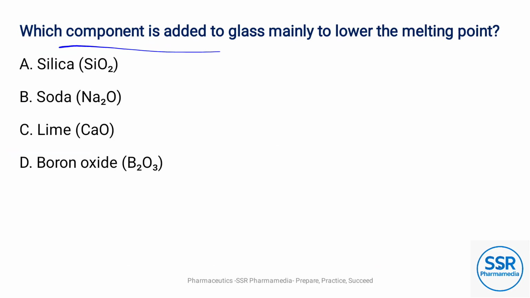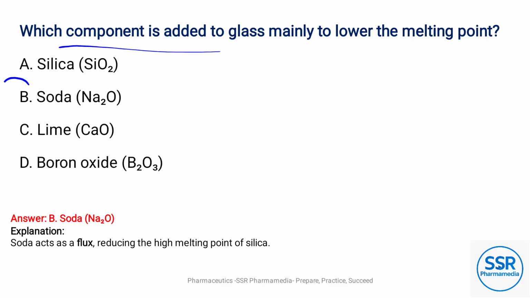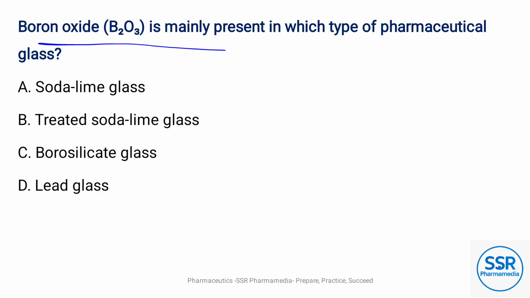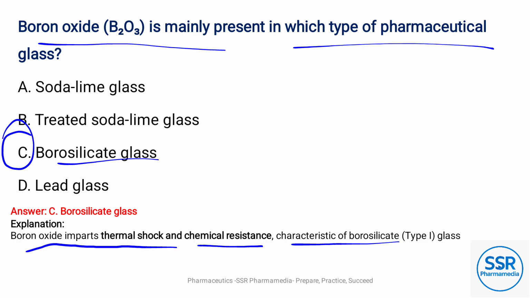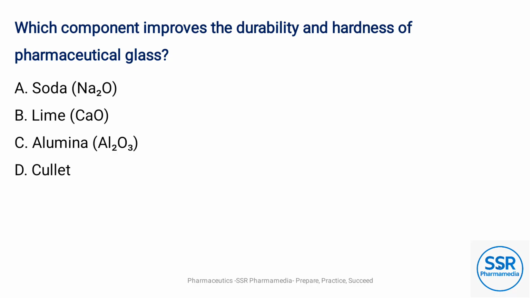Which component is added to glass mainly to lower the melting point? Option B, soda. Soda acts as a flux, reducing the higher melting point of silica. Boron oxide is mainly present in which type of pharmaceutical glass? Option C, borosilicate glass. Boron oxide imparts thermal shock and chemical resistance. This is the characteristic of borosilicate, which is type 1 glass.